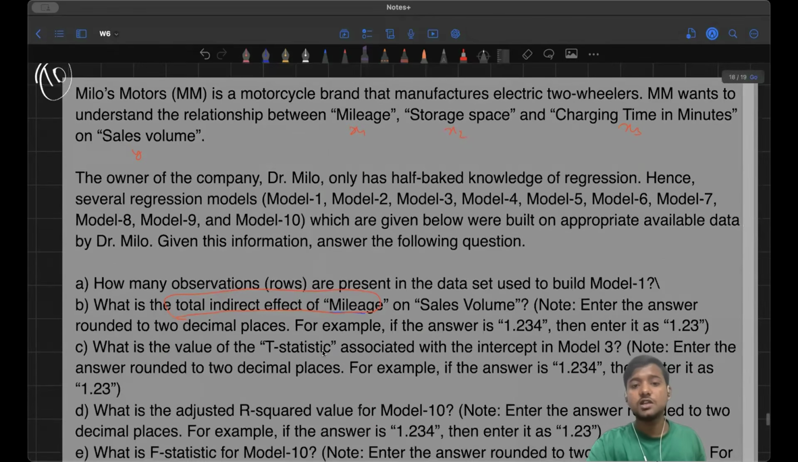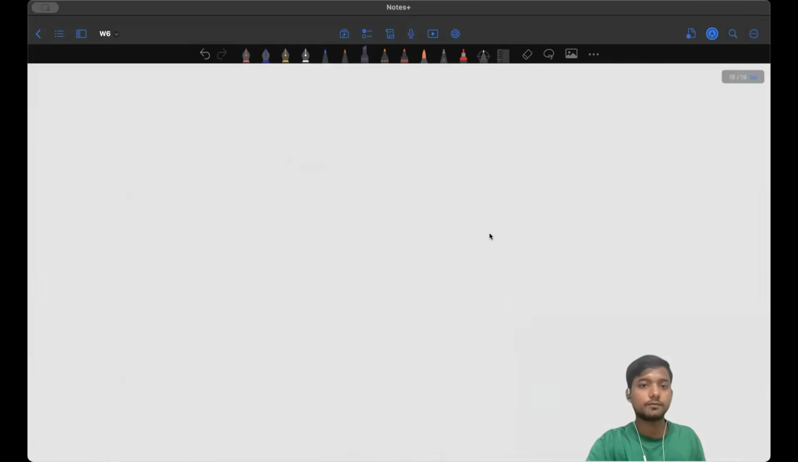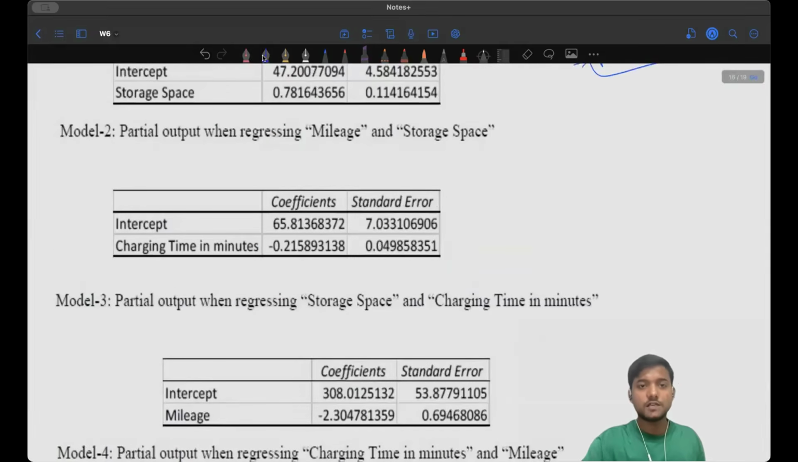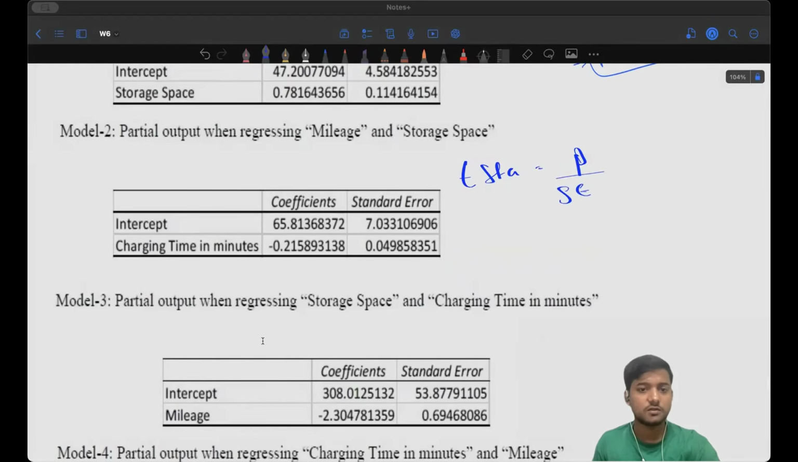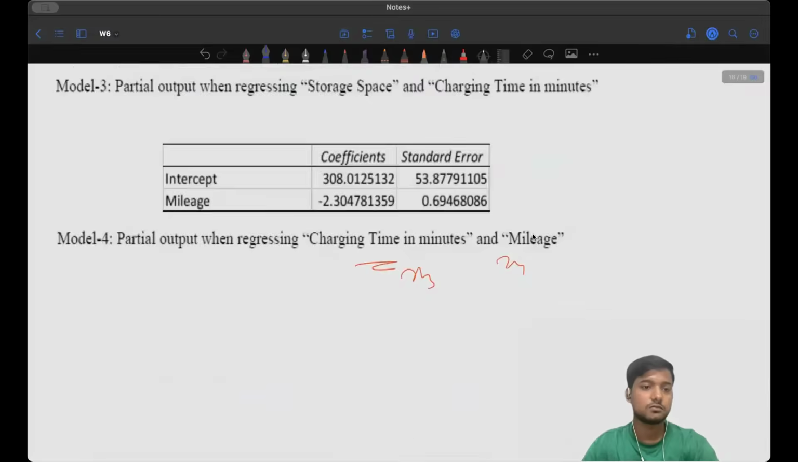Now the next question is, what is value of t statistic associated with the intercept in model 3? So we go here, model 3, what do we have in model 3? This is what we have in model 3. If you remember, formula for t statistic was what? Beta by standard error. So here we need for intercept, that means it is going to be 65.813 divided by 7.033. So this is what your answer is going to be. You can calculate it using the calculator.